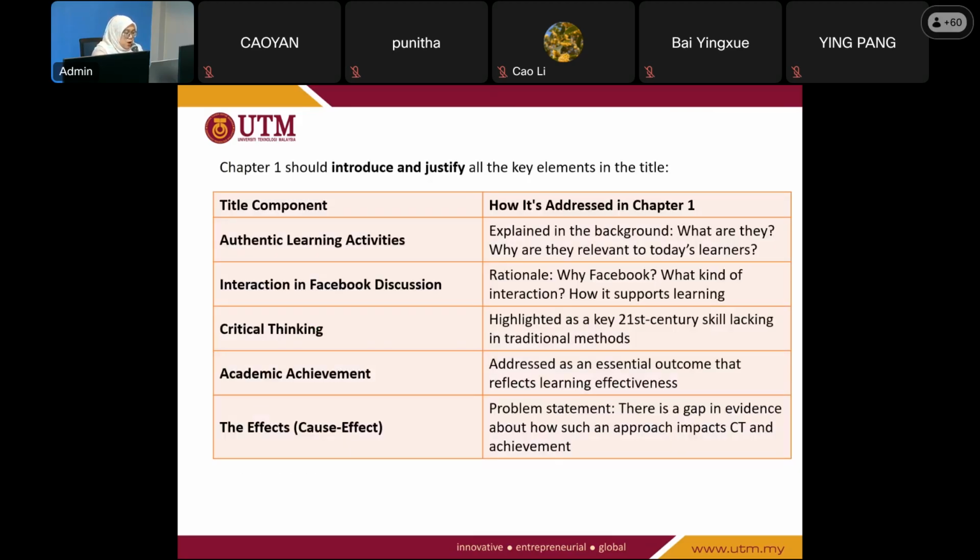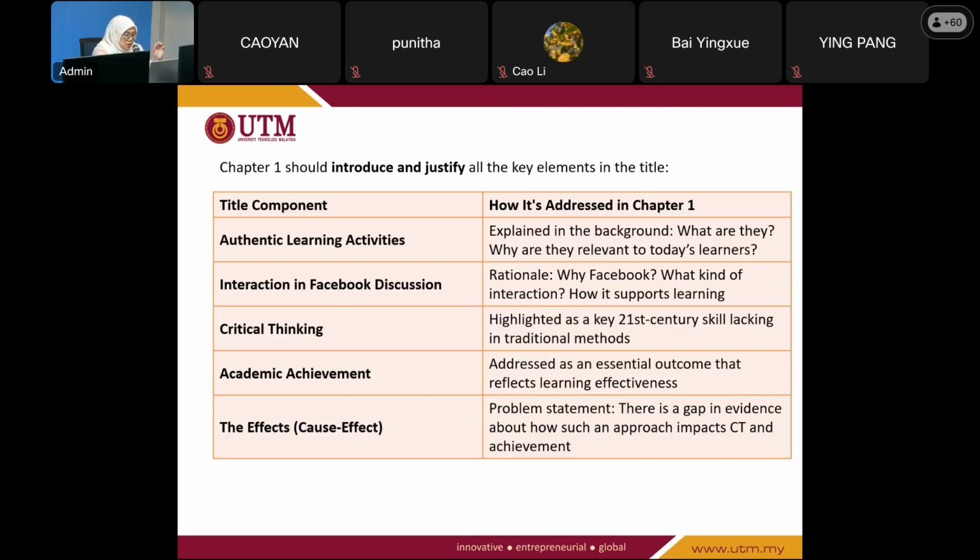So chapter 1: introduce and justify all key elements in the title. Again, I'm repeating the word title, or scope of your research. I know that some of you do not have the title yet, but of course you have the scope of your research. The title may be decided until you send the proposal or the thesis to the faculty. But it's okay, I know that you know your scope of research.